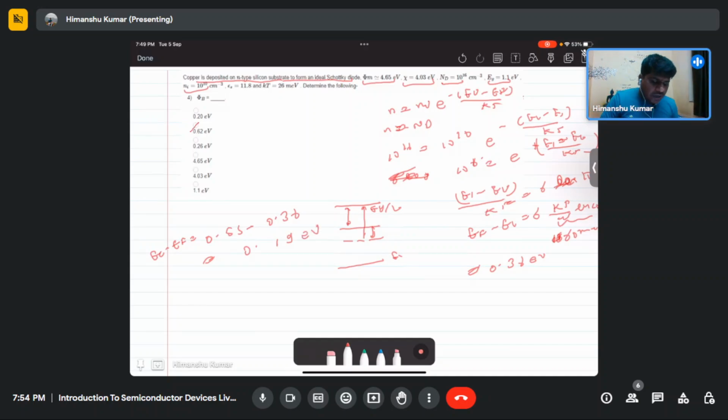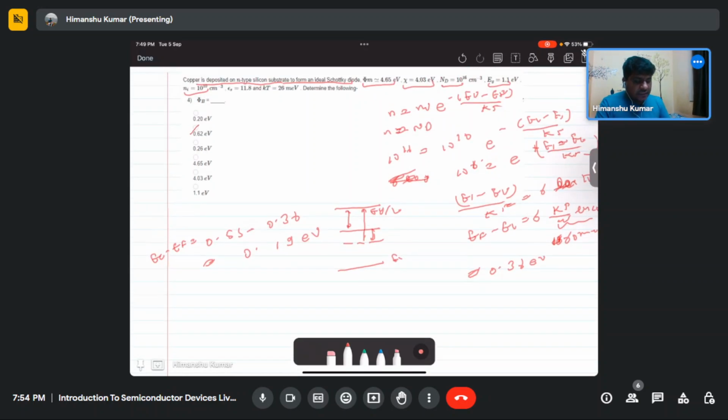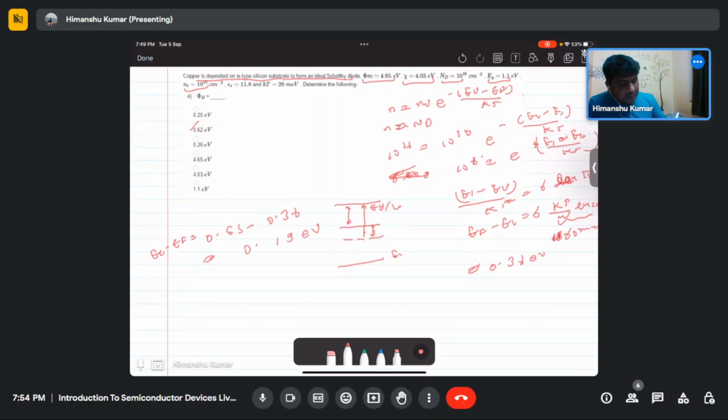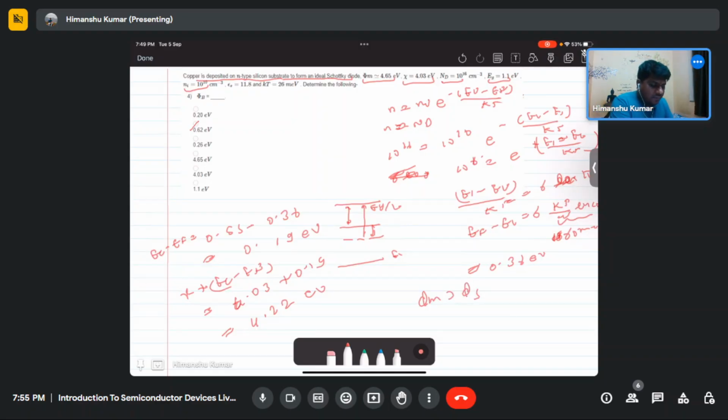Okay, so now let's just see: chi plus Ec minus Ef equals 4.03 plus 0.19, which equals 4.22 electron volt. As we can see, phi m is 4.65 electron volt, phi m is greater than phi s, so it will form a Schottky barrier.